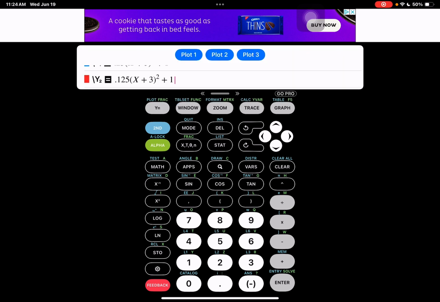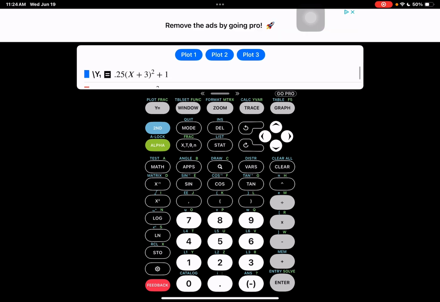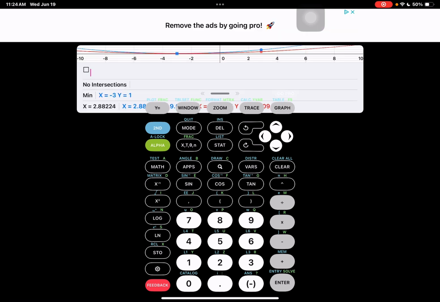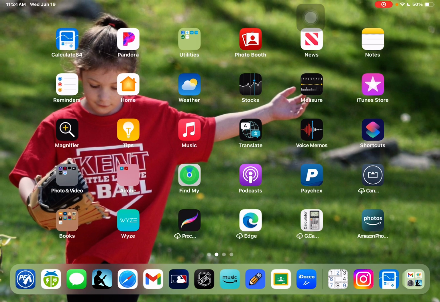Go back to y equals. I got these 2 in. Graph. These aren't even them. Don't buy this app. This is not an endorsement for this app. This app stinks. Let me try another one. What other one do I have?